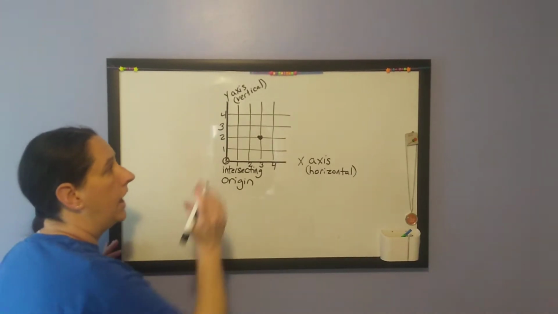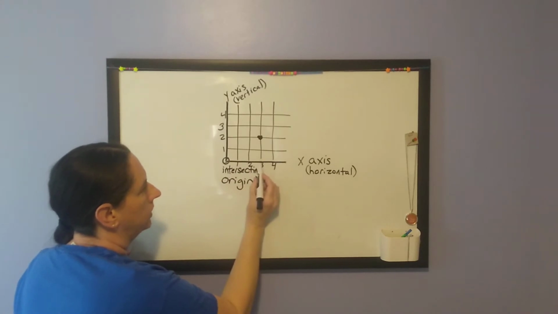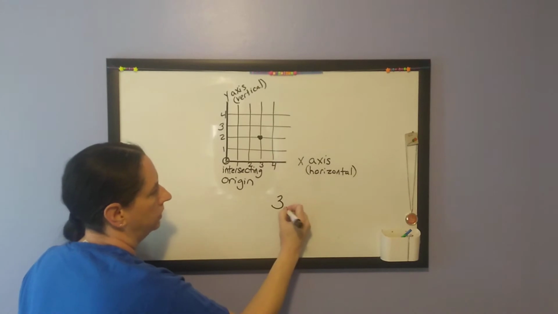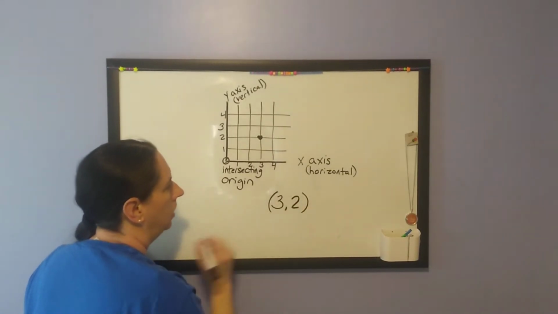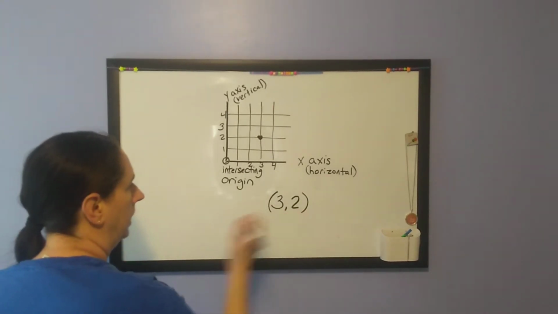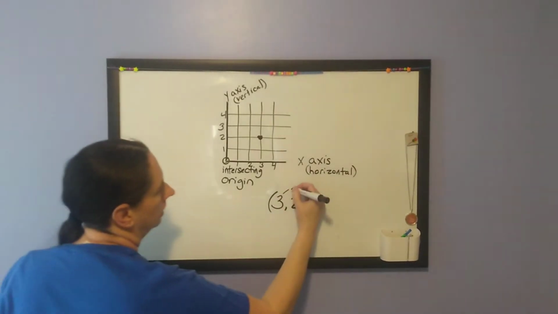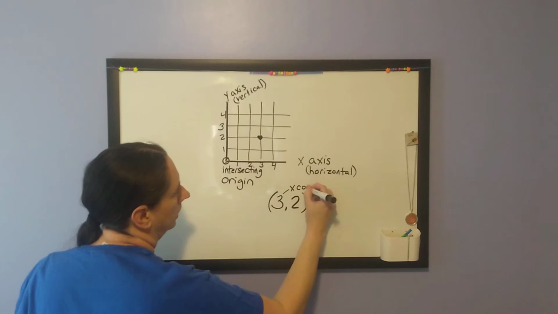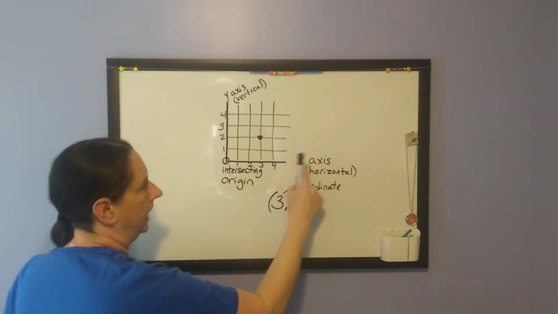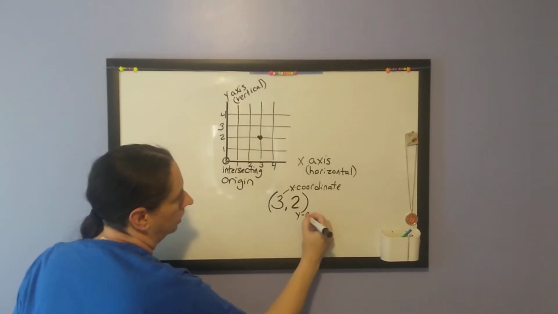over here, I need to know where my point is. So I would go to the right 3 spaces, and then I would go up 2. So my ordered pair would be 3, 2. This 3 is called the x coordinate because it tells me where I'm going on the x-axis. And the 2 is the y coordinate.